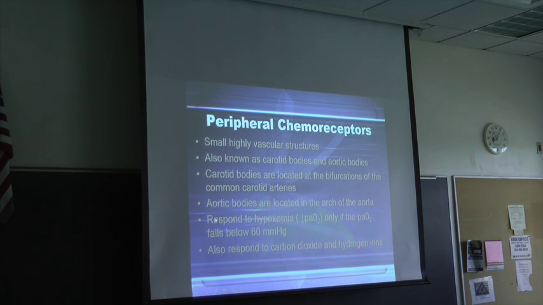They respond to hypoxemia in the blood, so low PaO2, but only if the PaO2 falls below 60 millimeters of mercury. What that means is if the oxygen level in your blood falls below 60 millimeters of mercury, it will send a signal to the medulla to increase the respiratory rate. Do you understand the connection? If you increase the respiratory rate, you've got more opportunity to breathe in oxygen.